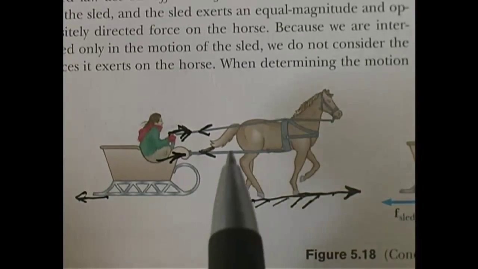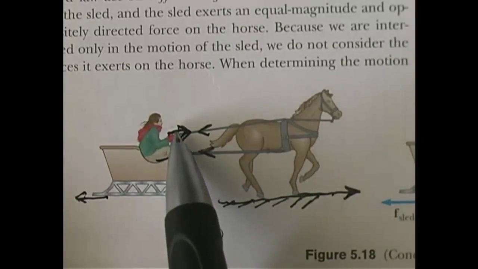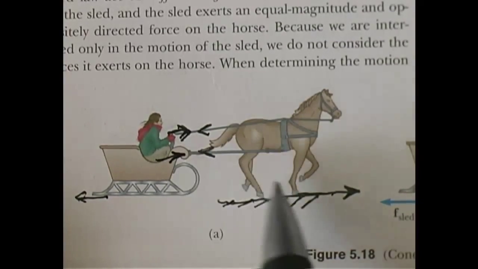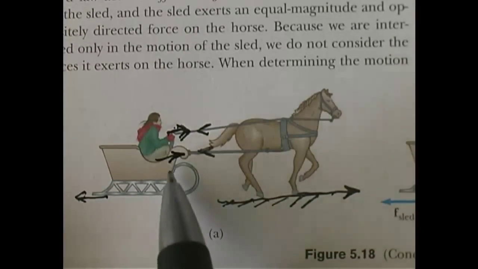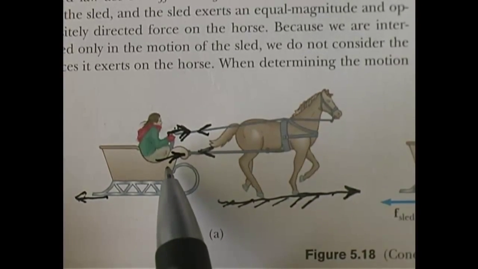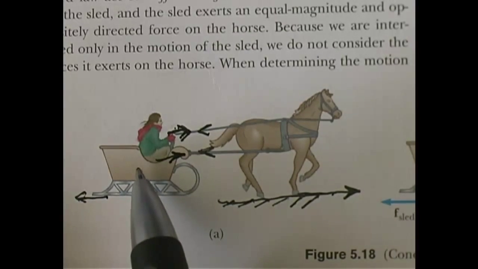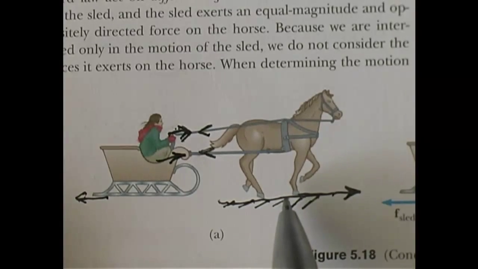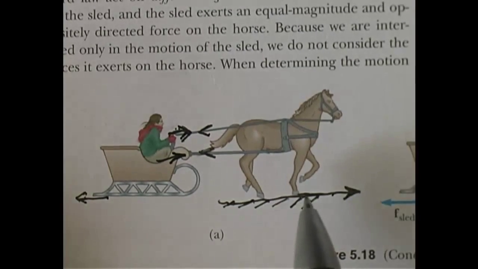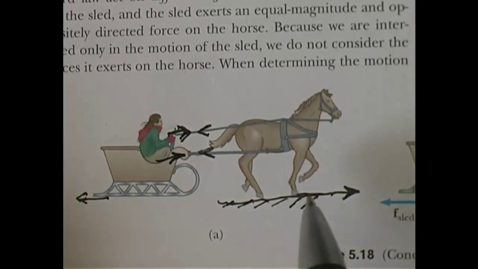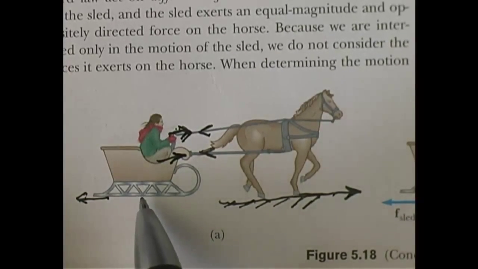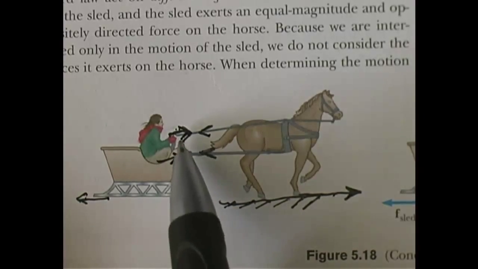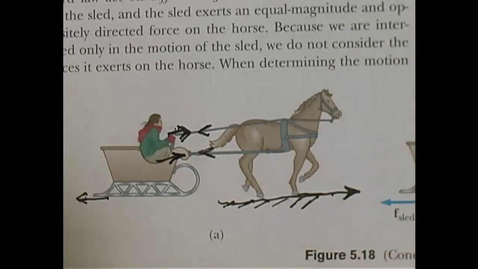Now, why did we not consider these two forces when we try to understand the motion of the horse? It is because these two forces, again, are the forces exerted by the horse on somebody else, which is not the force the horse itself receives. So it has nothing to do with the motion of the horse itself. We only consider these forces when we study the motion of the wagon, because those are the forces exerted by the horse on the wagon.